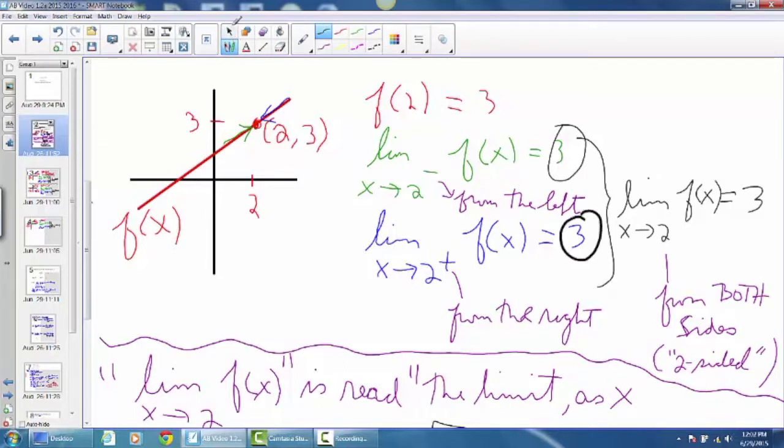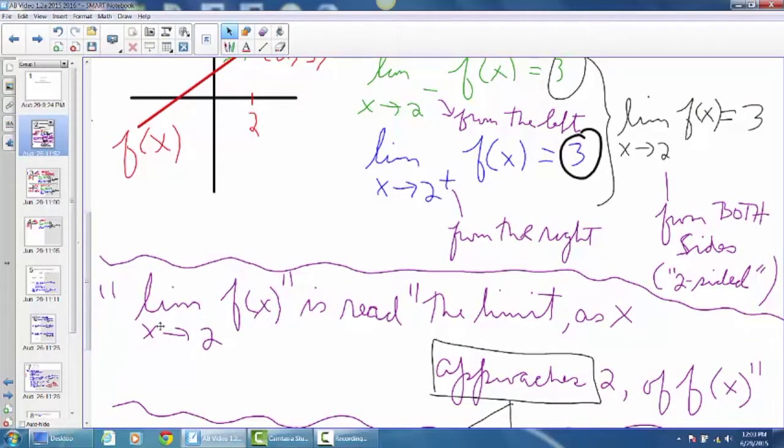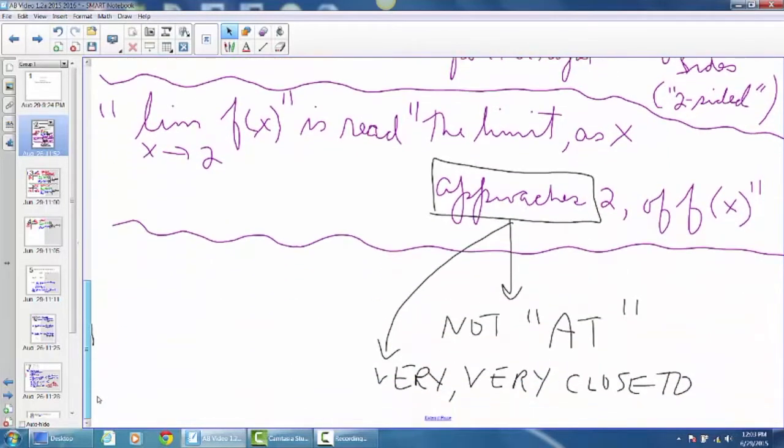Okay, and that's called the two-sided limit. The way we read this is: the limit as x approaches 2 of f of x. The limit as x approaches 2. We're not talking at 2, but we are talking very, very close to 2. So close to 2 is not 1, is not 1.5. We're talking 1.999, 2.001.